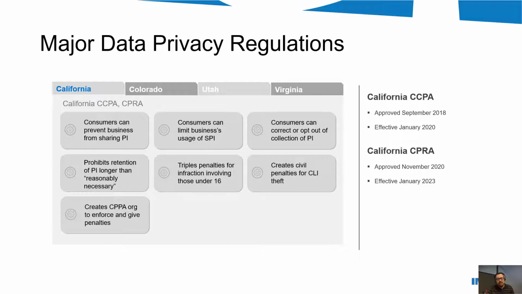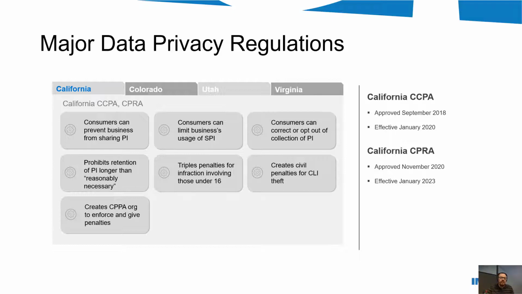And for their purposes, I talked about child protection before. A minor is anyone under 16. If you're collecting data or tracking data in any way that violates this law, for someone that is under 16, you get triple penalties. Given that the penalty is already pretty stiff, that's not necessarily a good thing.